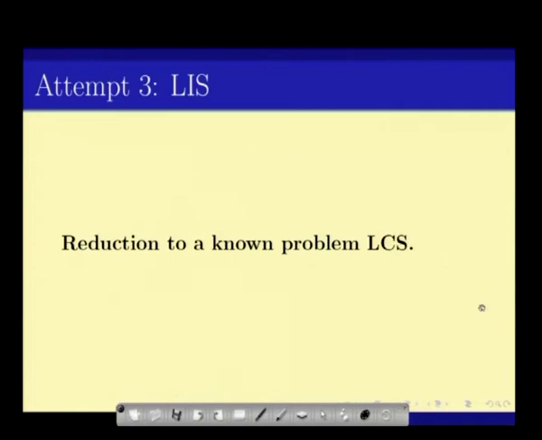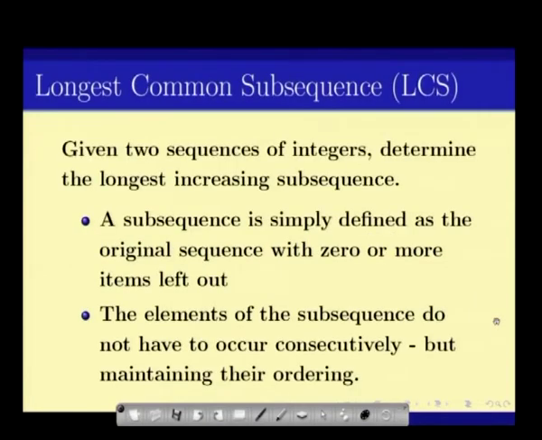So, let me give you a different approach to solving this problem, still using dynamic programming, but using a reduction to an earlier known problem. This is the case when we reduce it to the longest common subsequence. To quickly recap, given two sequences of symbols, you want to determine the longest subsequence that is common to both of them. This is called the longest common subsequence, and our goal is to output it.